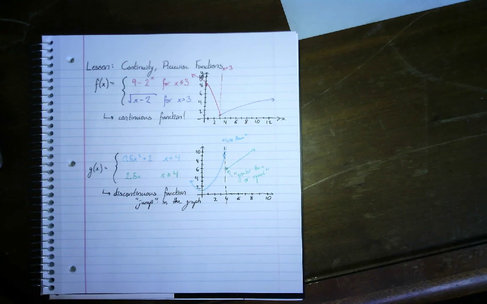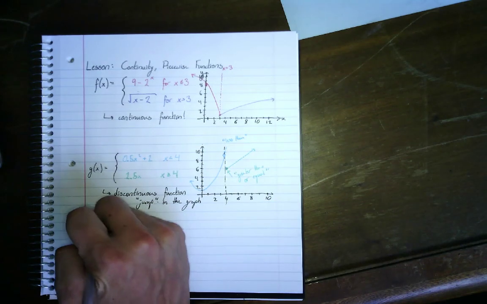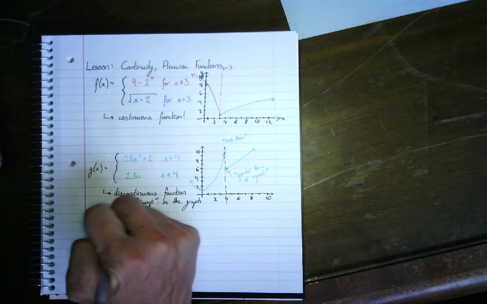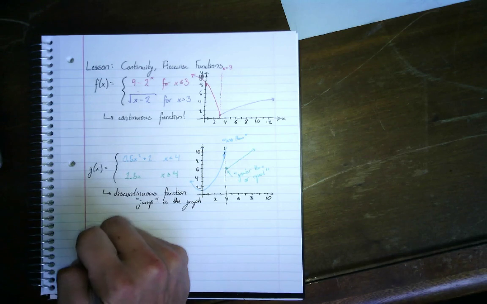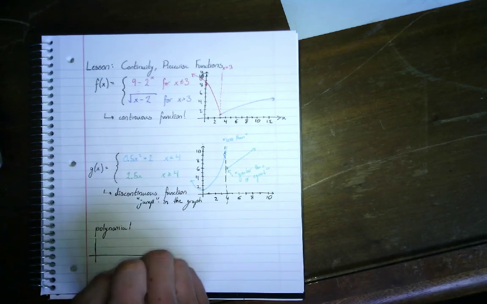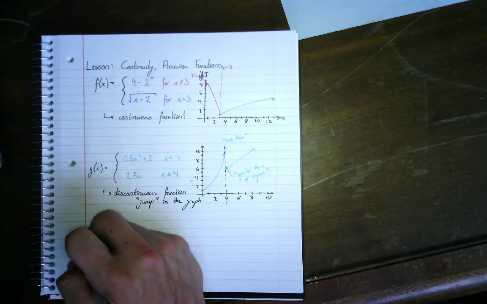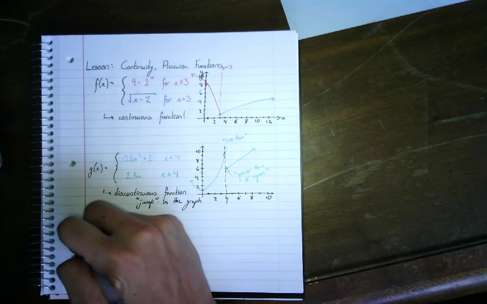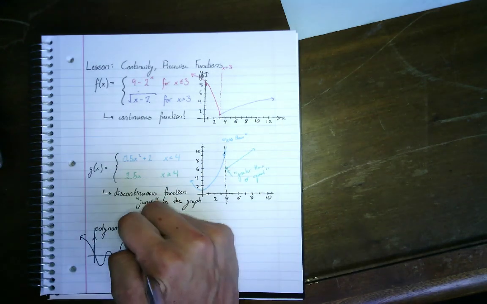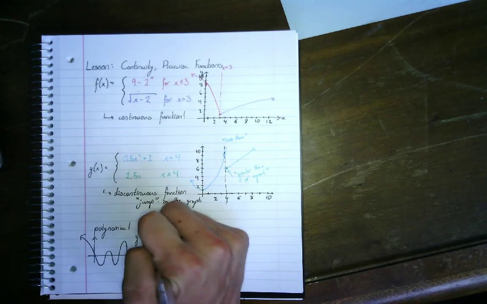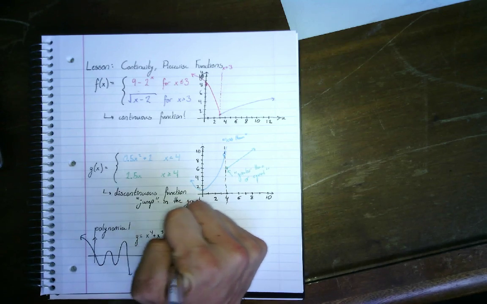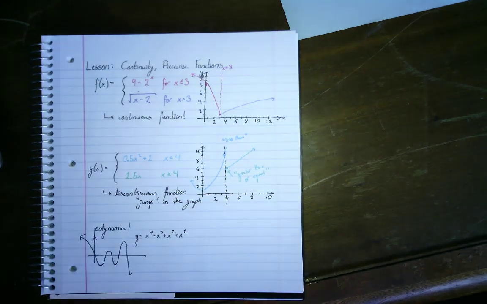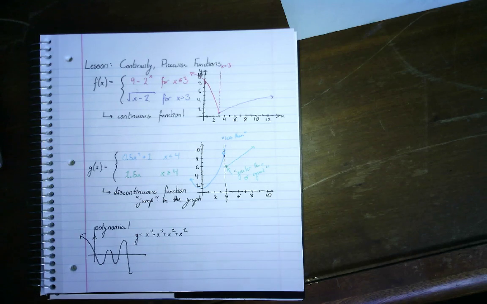There are a lot of functions that are continuous. I'm just going to list them off and give you some quick graphs. Polynomial functions are going to be any functions that kind of look like so. Usually they're going to have descending exponents that are whole numbers.